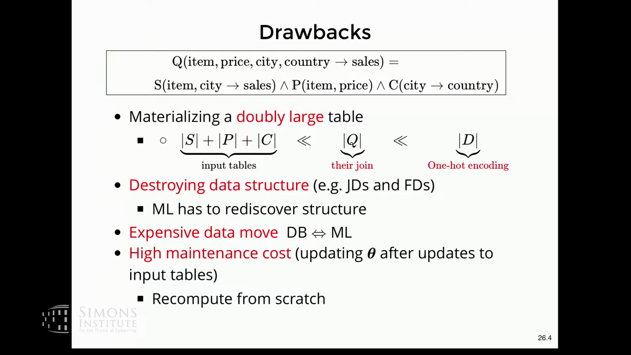Now, suppose that after we train our model, there is some insertion, let's say, into the table S. And our target is to figure out how this affects our learned model. It's really hard in the non-relational setup to compute how this affects our trained model without recomputing everything from scratch.